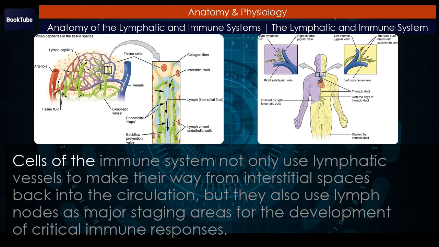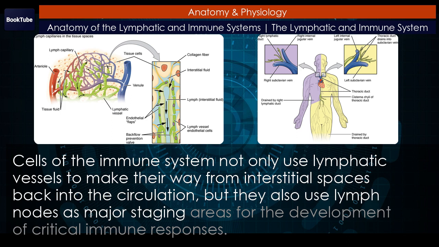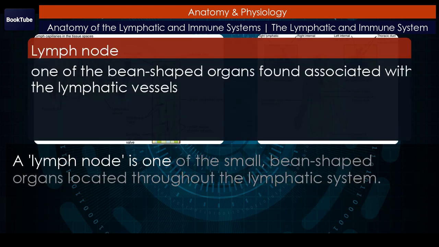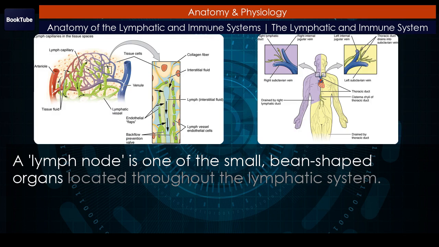Cells of the immune system not only use lymphatic vessels to make their way from interstitial spaces back into the circulation, but they also use lymph nodes as major staging areas for the development of critical immune responses. A lymph node is one of the small, bean-shaped organs located throughout the lymphatic system.